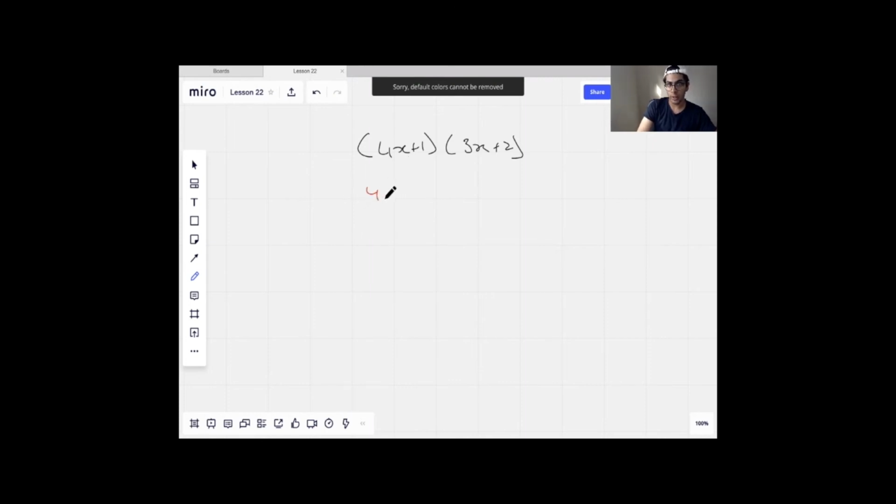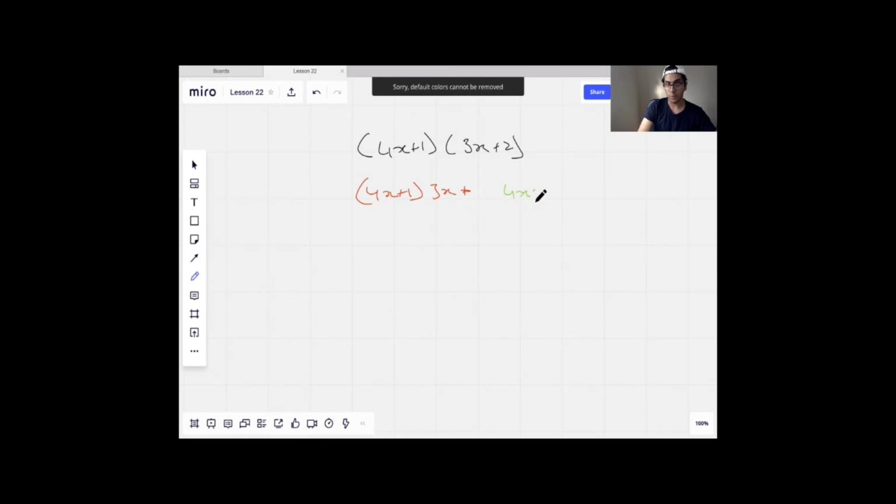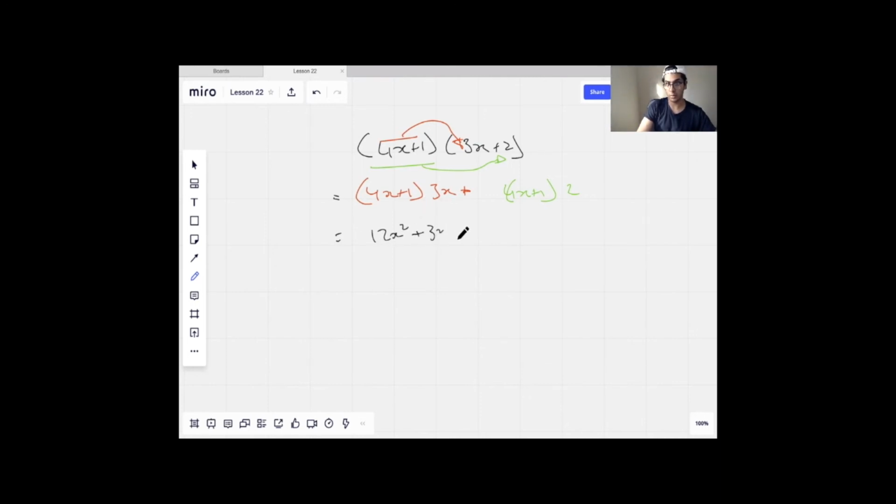So we do 4x plus 1, and then we times it by 3x, and then plus 4x plus 1 times by 2. So remember, this term out here times by that, and this term times by that. That's all we're doing. So let's switch back to it. That becomes 12x squared plus 3x plus 8x plus 2, which becomes 12x squared plus 11x plus 2.